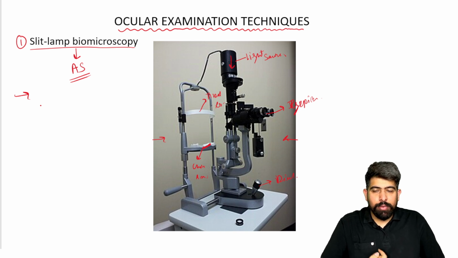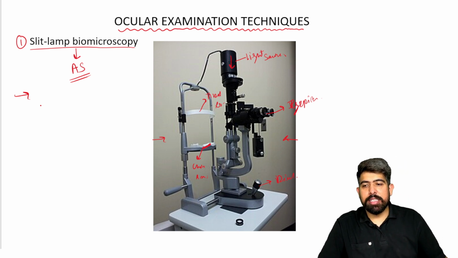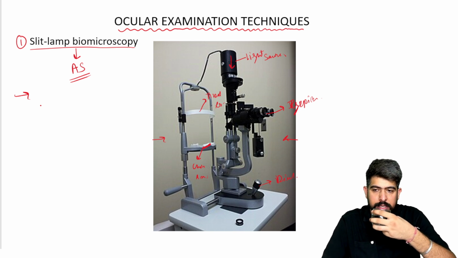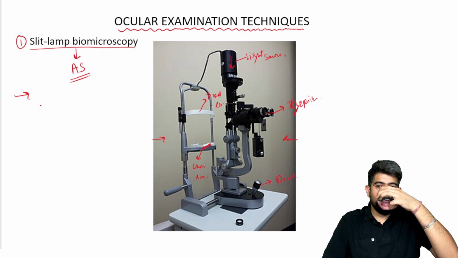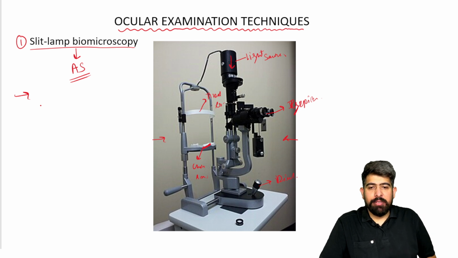I want to know how much of the knowledge related to ophthalmology you have remembered, or whether you have revised your subject well or not. Tell me, what structures can I see with the slit lamp biomicroscope, as I'm evaluating only the anterior segment through this? I'm waiting for your answers, guys.